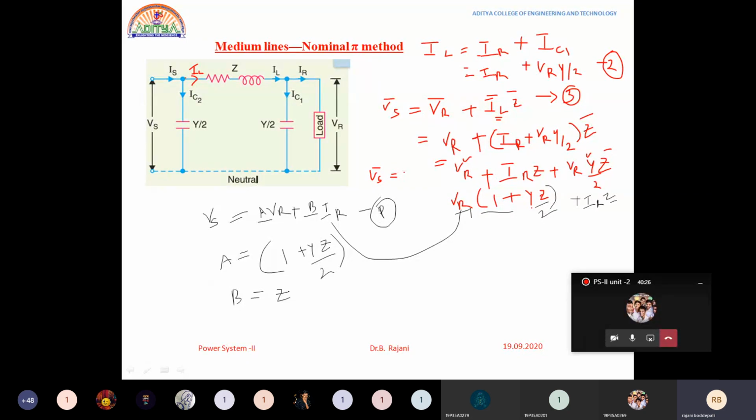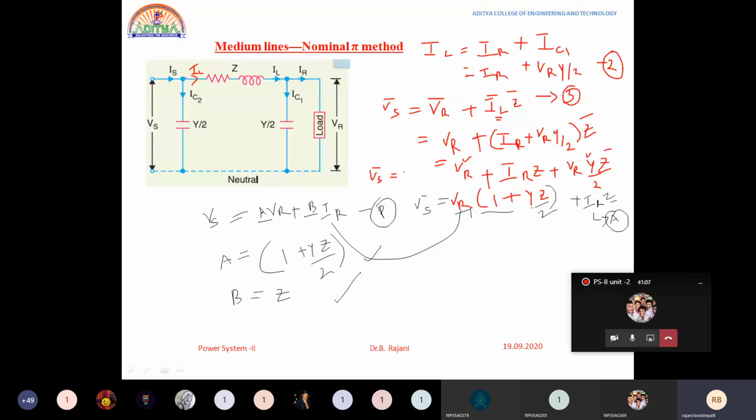Same way in the case of this nominal T method, we are calculating the AB parameters from the equivalent circuit diagram. Vs is equals to Vr into 1 plus Yz by 2 plus Ir into Z. Let us suppose this is equation A. Compare equation A with P, and you will be getting A and B like this.